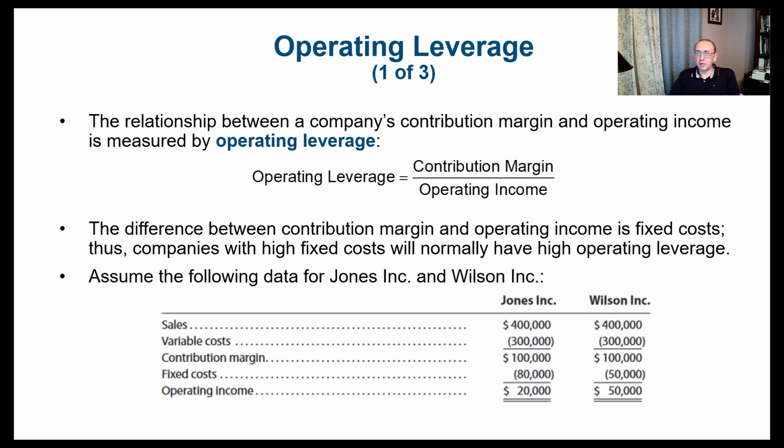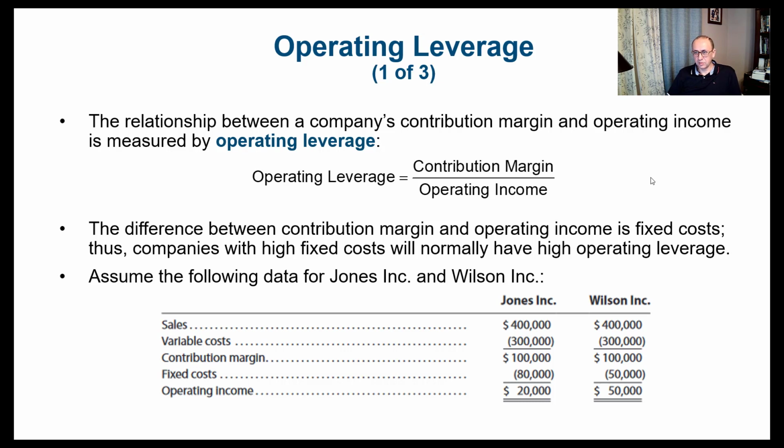Now let's talk about something called operating leverage. This is just a ratio that we have to understand how it's calculated. Very simple. As long as we know the terminologies, everything would be easy. The relationship between a company's contribution margin and operating income is measured by what we refer to as operating leverage. How do we calculate it? It's contribution margin divided by operating income. The difference between the contribution margin and operating income is fixed cost. Therefore, companies with high fixed cost would normally have high operating leverage.